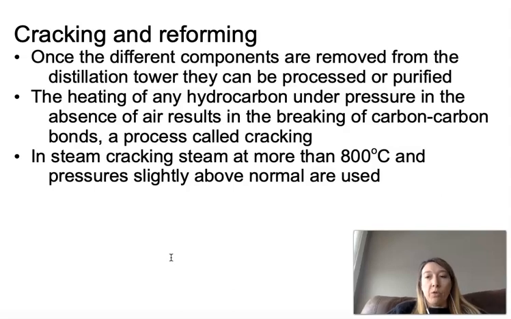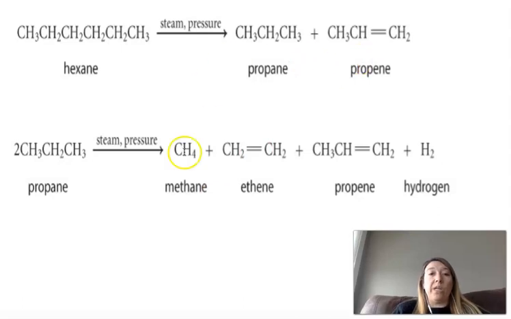So there's different types of cracking. Some types of cracking will favor the production of certain types of molecules. So we can basically heat a hydrocarbon under pressure, and that's going to cause those carbon-carbon bonds to break, which is why it's called cracking. So one type of cracking is what we call steam cracking. So steam is basically really hot water. And when we steam crack something, we're just going to basically break it apart, right? So here's two examples of steam cracking. We've taken hexane, we've heated it, we put it under pressure, it's broken up into propane and propene.